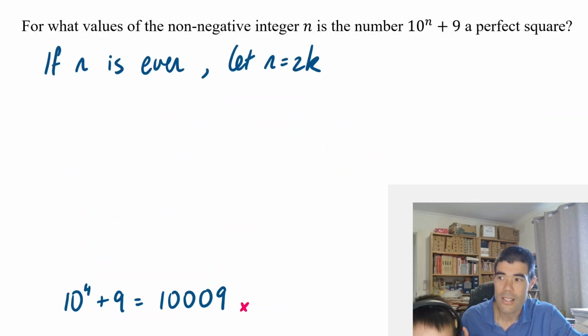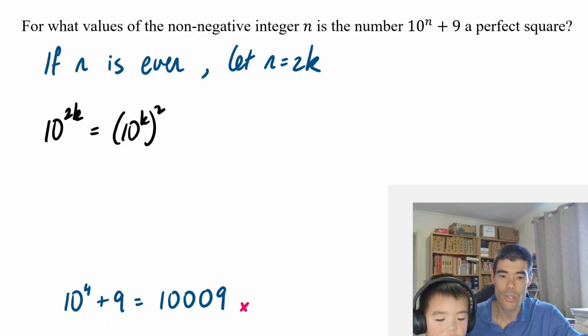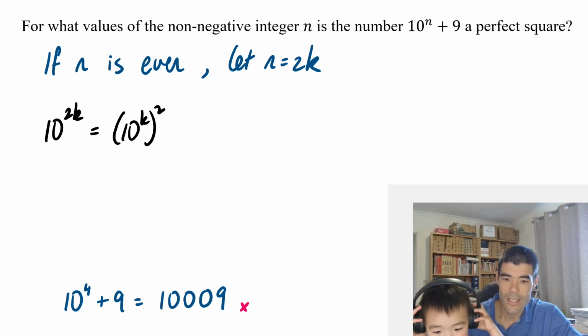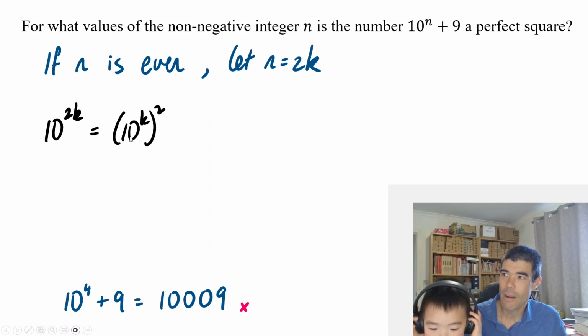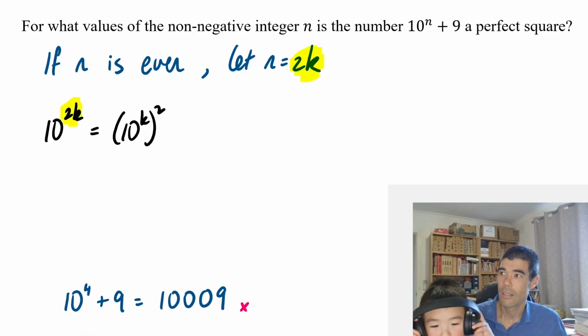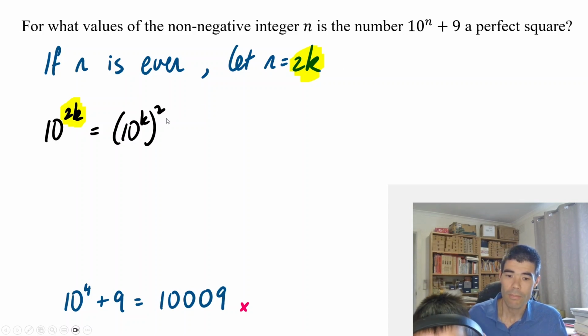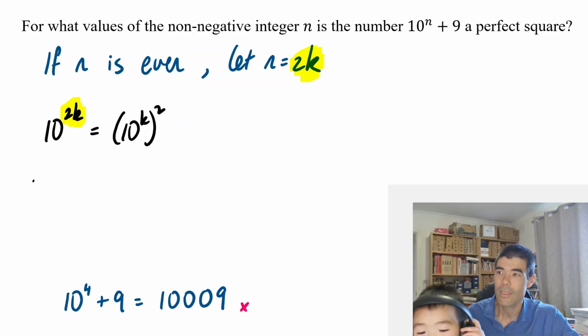To generalize, for any even n we're going to get the same problem, because 10 to the power of 2k is already a perfect square. It's 10 to the power of k all squared, no matter what k is. So if n is 2k, an even number, then 10 to the power of 2k must be a perfect square.